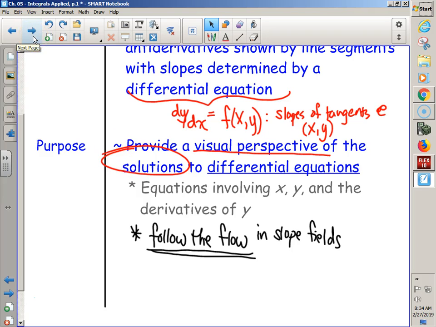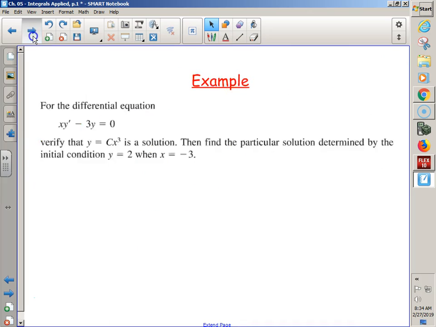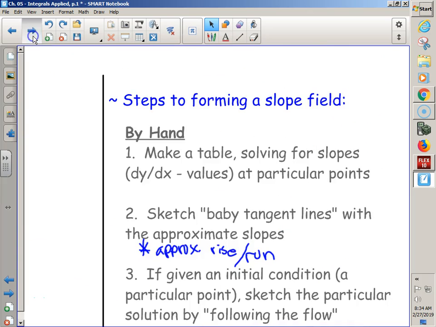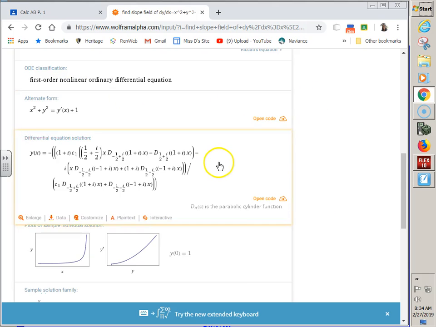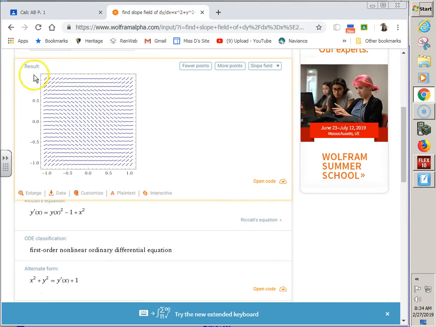Maybe algebraically we couldn't solve for an actual equation of the particular, but if we can follow the flow, that'd be using some technology, using some computers like you just saw Wolfram Alpha do, right? It was able to make me what I needed to see so I could see the behavior of the original without actually solving for it.